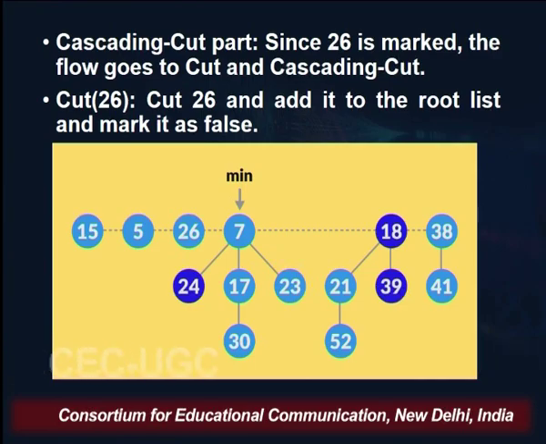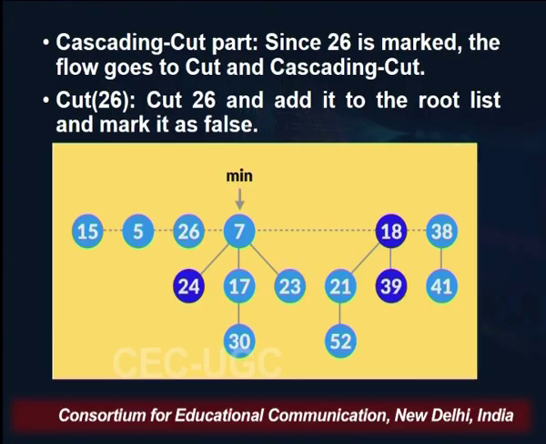So we are going to cut 26. If we cut 26, we add it to the root list and mark it as false. That means earlier it was marked, now it is non-marked. So look at the situation of the min heap, or the Fibonacci heap. We have 15 and 5, the two keys which we have just cut. Then we have 26, which is a result of cascade cut. Now the marked nodes remaining are 18, 39 and 24. 26 is not a marked node anymore, because it was already marked, and the moment it lost its child 5, it is shifted to the non-marked nodes, marked as false.